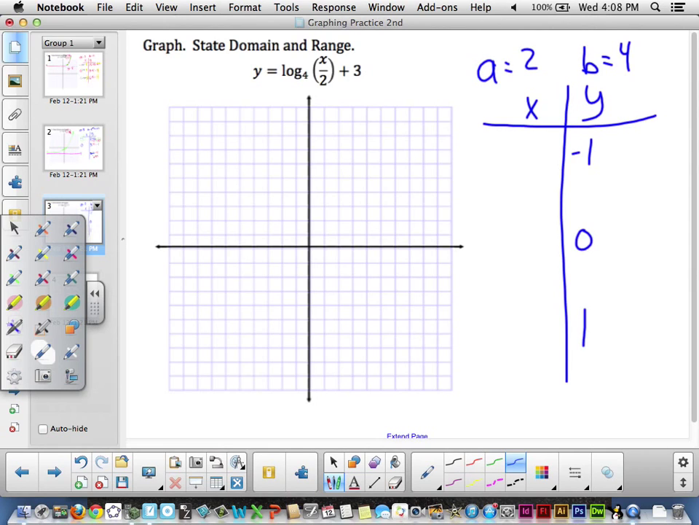Okay, our starting point is 2. To get bigger, we're going to multiply by 4. And to get smaller, we're going to divide by 4. And now we need to see what our shifts are. There's nothing inside, so there's no left or right shift. The x's can stay the same. But outside, we got plus 3. So we'll add 3 to all the y's.